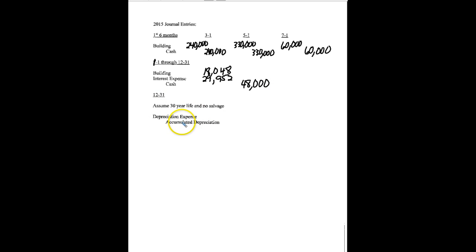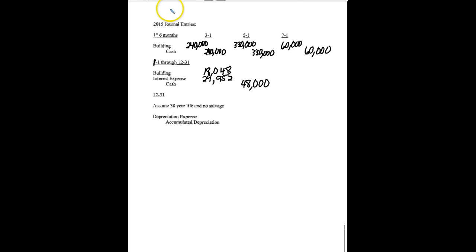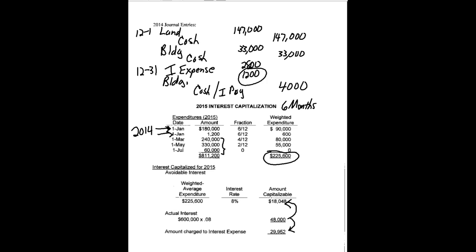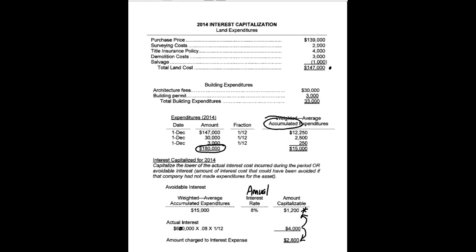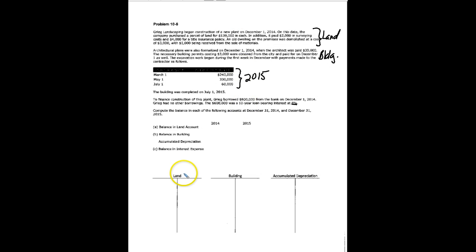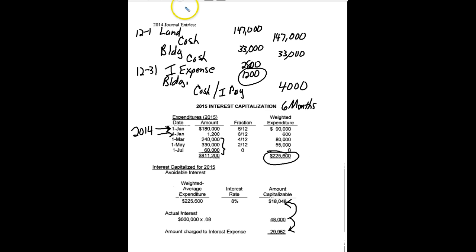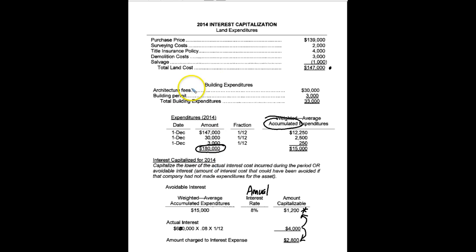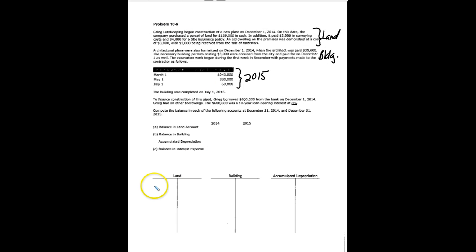Now, let's also assume the asset has a 30-year life. What's the depreciation? Well, I need to know the cost. So let's go back. I haven't been posting things. Let's go back to our 2014 entries. Let's go post this to the land and the building. So let's do that for 2014.